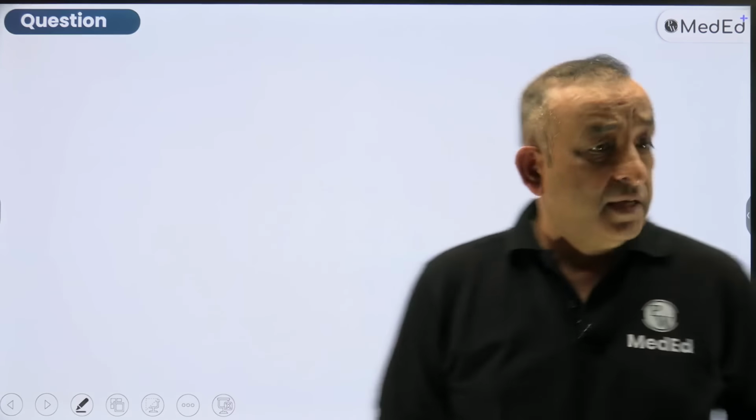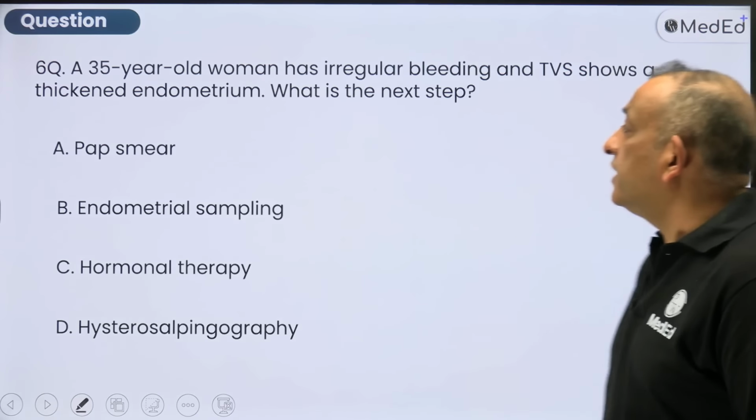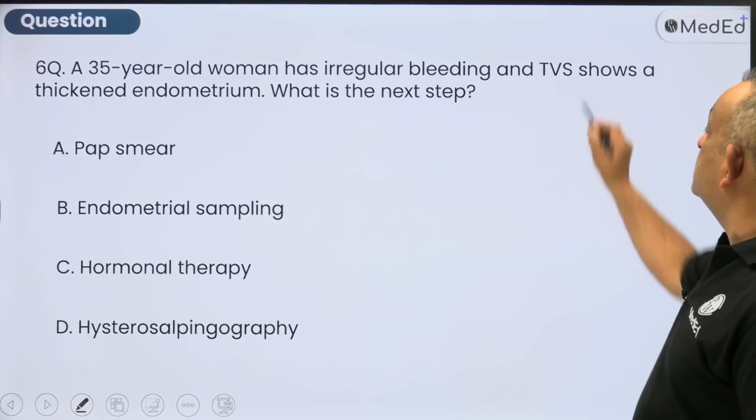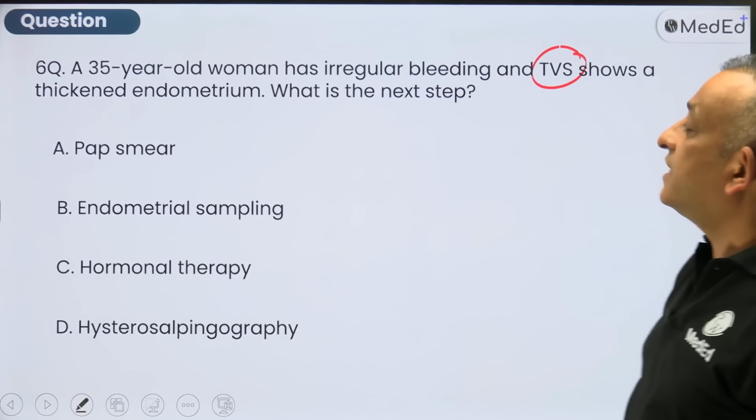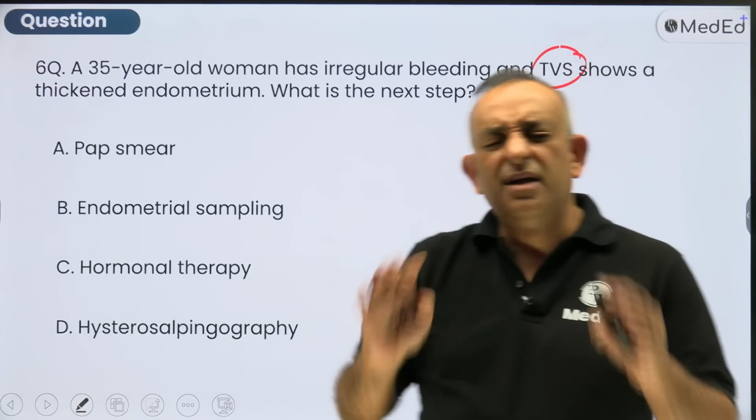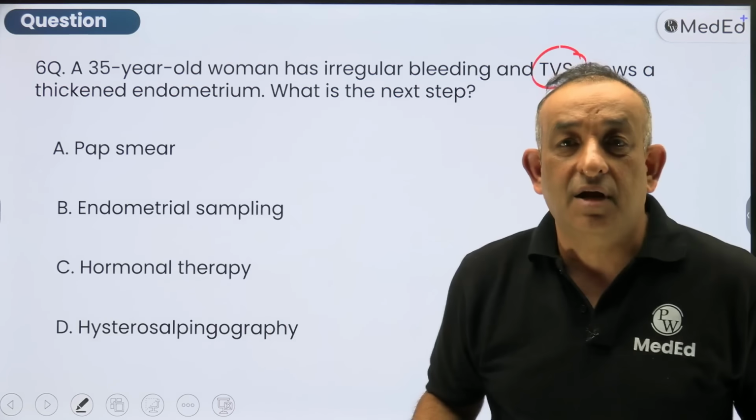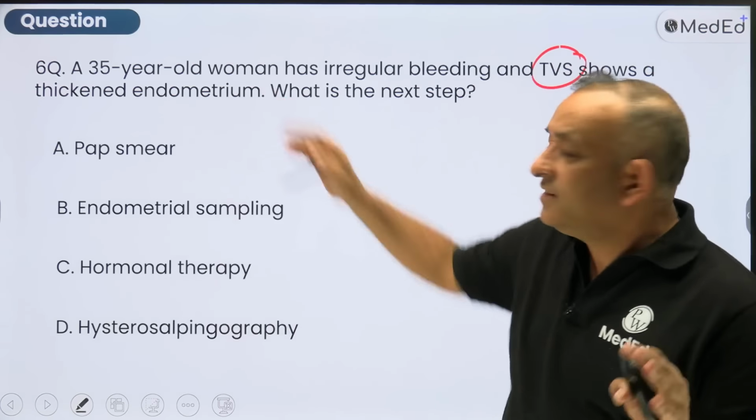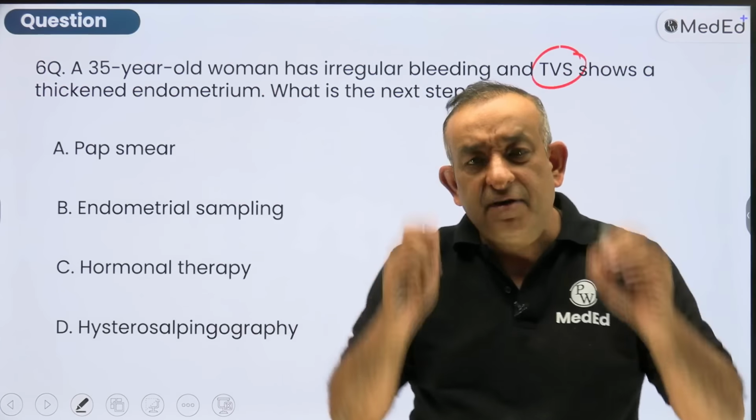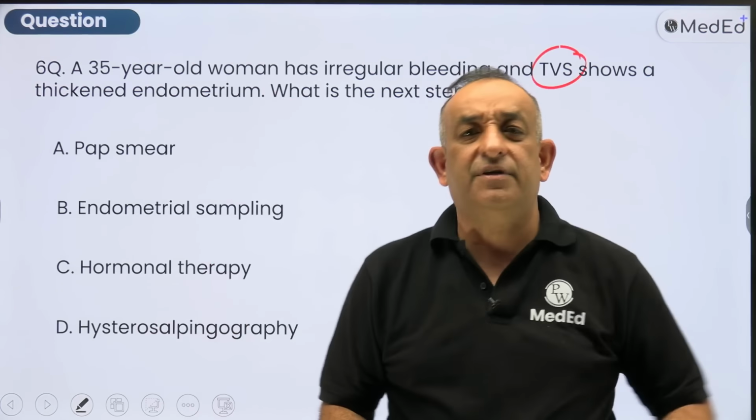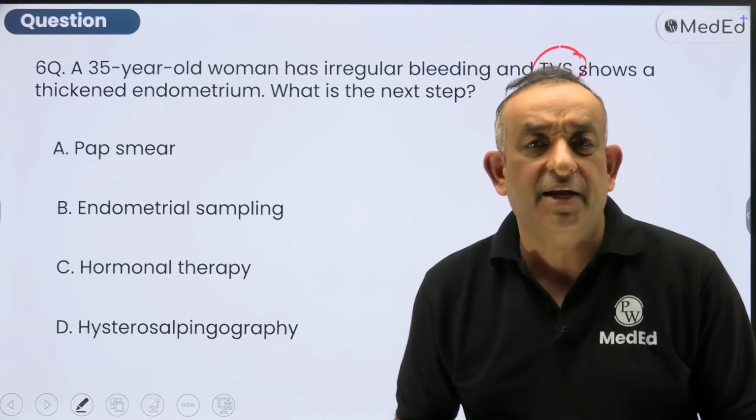The next one is a 35-year-old lady who's had irregular bleeding and transvaginal sonography shows a thickened endometrium. What is the next step? Another hot shot. I'm so happy with this question. Irregular bleeding. They've written 35, and I've told you everywhere in the live classes and also in the app which we've recorded about abnormal bleeding.